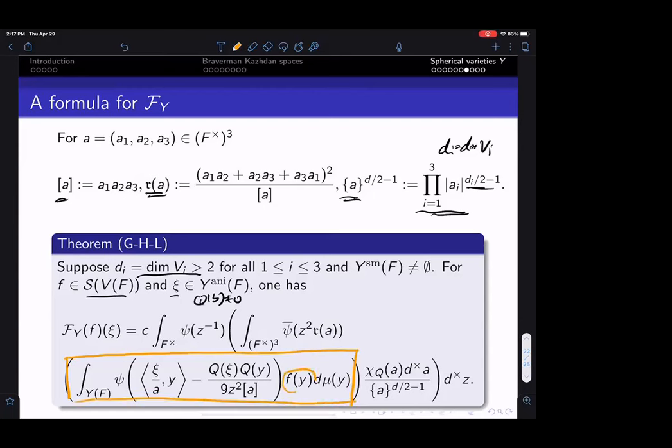It's again a Schwartz function integrated against an additive character with a pairing. There is a quadratic norm showing up, but other than that, it looks like precisely what one is expecting. And then to get the correct one, we again need to normalize by integrating along A and Z. And this constant C can be computed. It's precise. It's a ratio of the measures. But C depends on psi, Q, and F, and it doesn't have to be one.